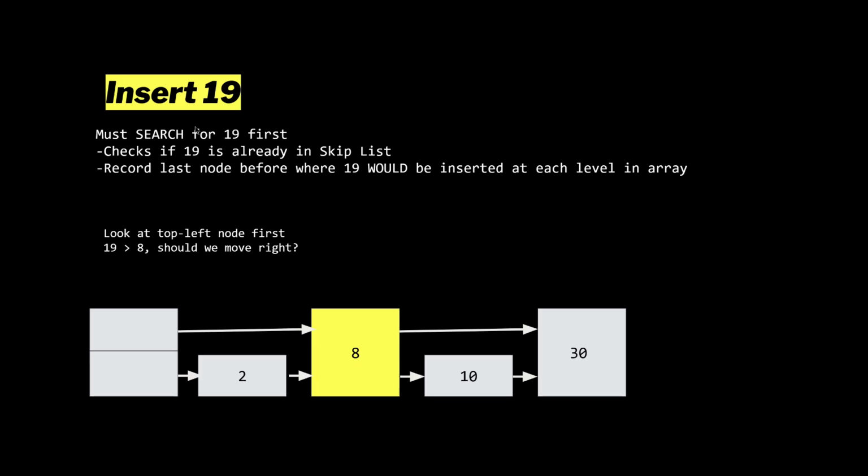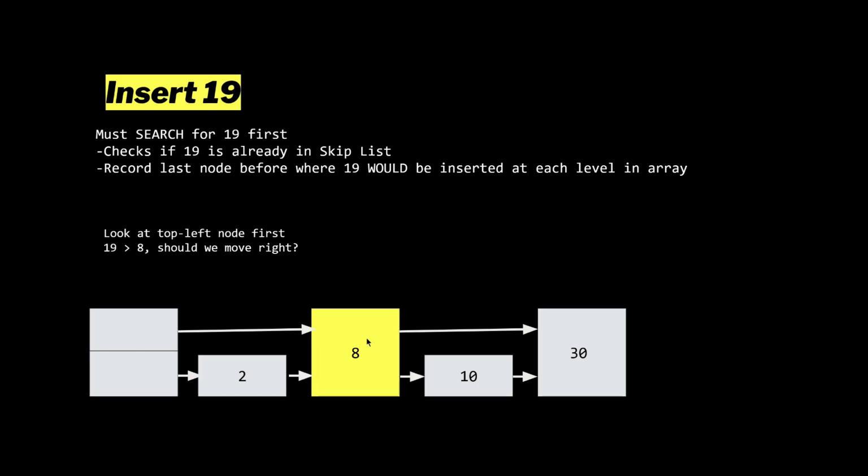We're going to check if 19 is already in the skip list. It's not. And basically we record the last node before where 19 would be inserted at each level in an array. This array would probably be called something like update behind the scenes. We would use this when we want to insert later. So let's look at our top left node first, which is 8. So 19 is greater than 8.